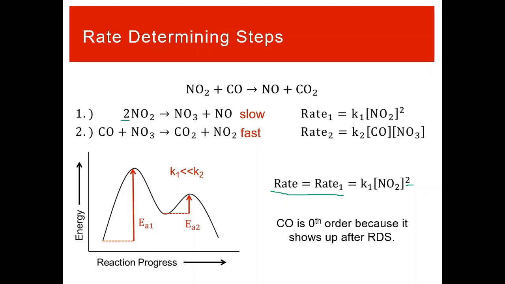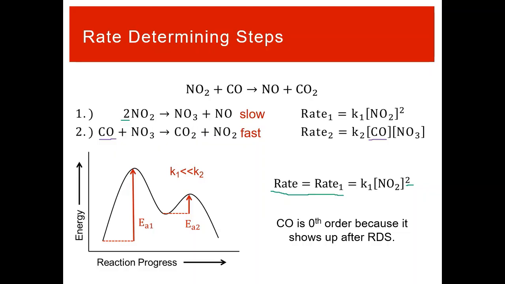This also tells us why the CO is 0th order. So increasing the amount of CO doesn't increase the rate of the reaction because CO shows up after the rate determining step. That's part of the fast step. So if you put more CO, the second step will get faster, which is great. But the thing is, the second step was already fast. So making the second step faster will not be noticeable, right? You won't notice it because it was already the fast step.